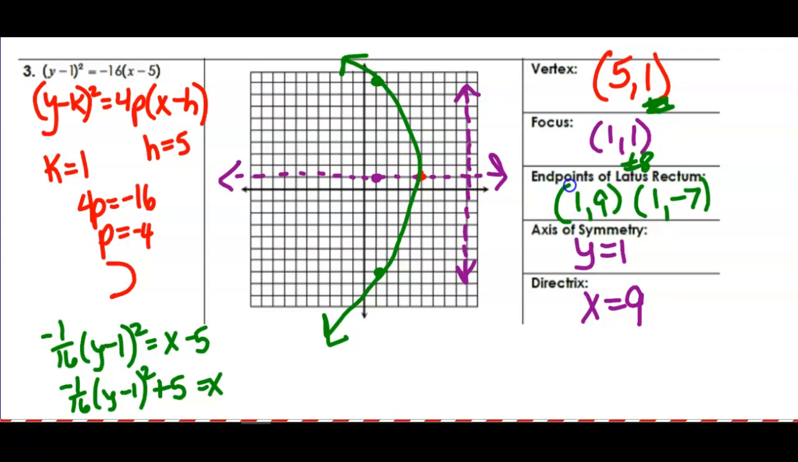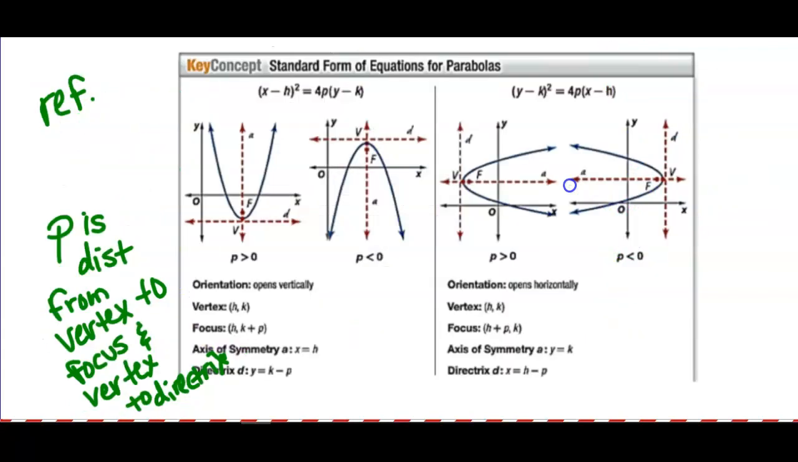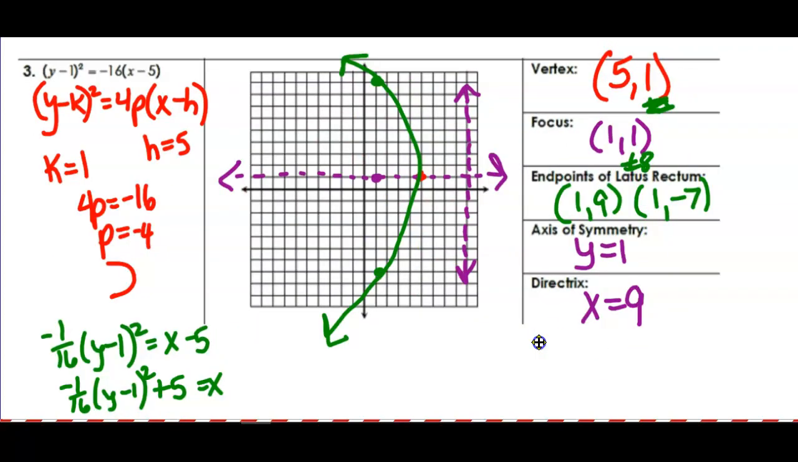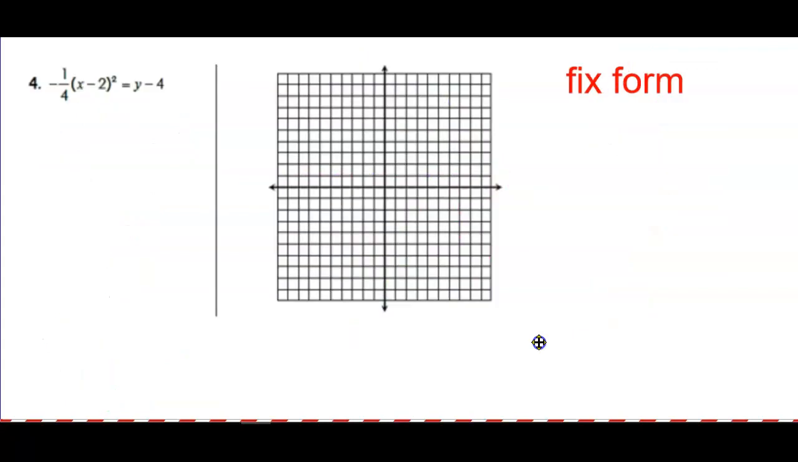All right, now I do want to point out to you that all of these are following these rules right here, okay? You can find all the little formulas here to find the vertex when it's opening sideways. You take the h and you add the p. When you find the directrix, it's h minus p, okay? I'm just not using the little recipes. I'm using the concept, but either one is fine.